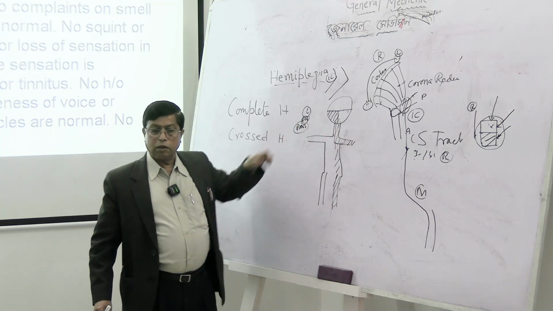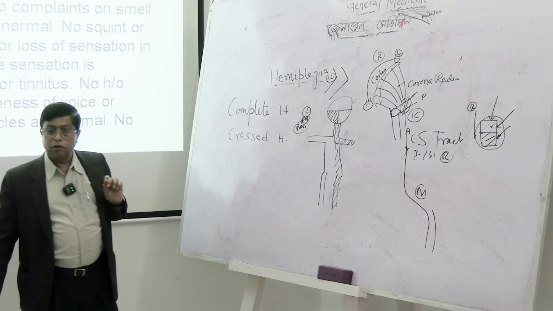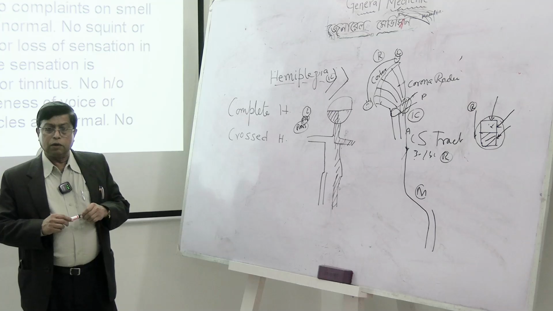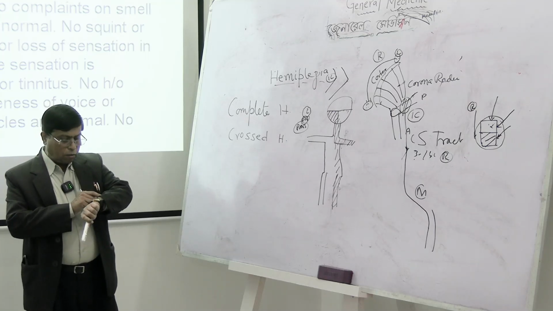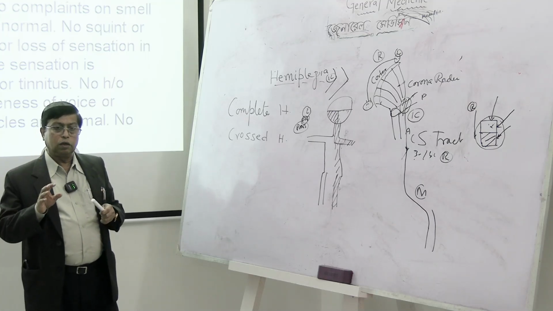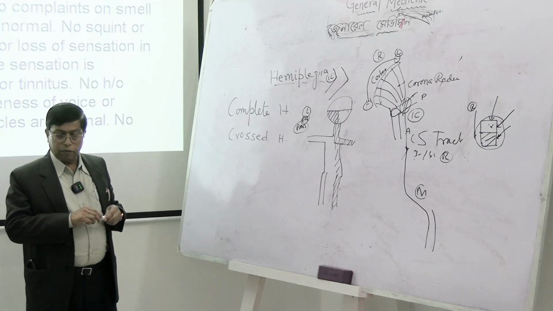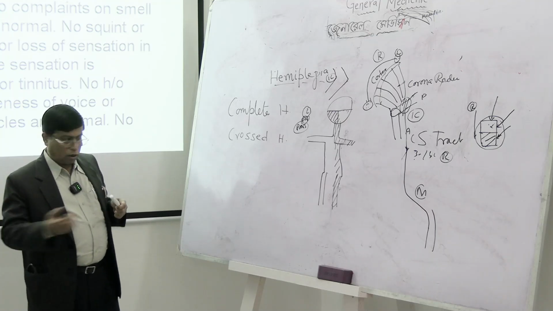সে যদি সে হবে তাহলে এটি হলো ক্রসড হেমিপ্লেজিয়া। What is crossed hemiplegia? It is the hemiplegia due to lesion in the level of the pons, affecting the seventh nerve of the opposite side, and hemiplegia on the other side.